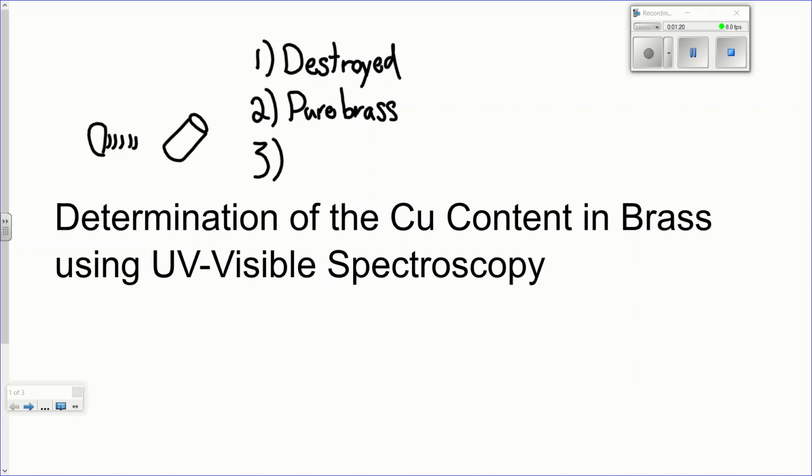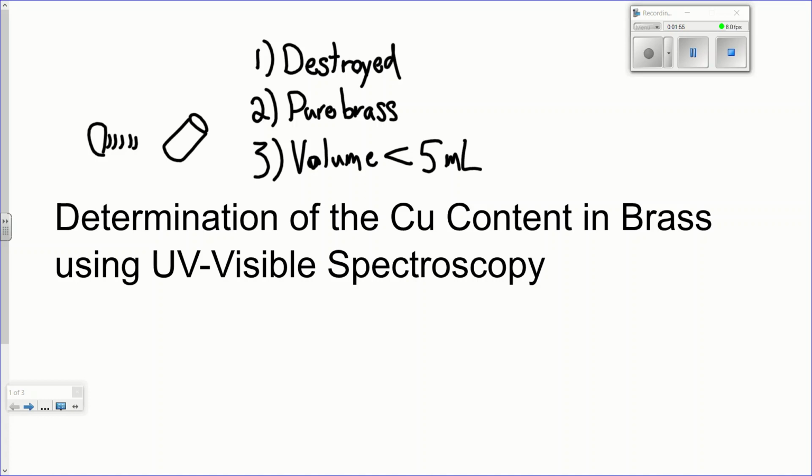The third requirement is that the volume of the object must be less than 5 milliliters because we're going to be dissolving this in nitric acid and putting it in a 50 milliliter volumetric flask. So we just need to make sure that volume is less than 5 milliliters. So small brass object, pure brass that you don't mind getting rid of. If you want to bring that in, that would be great. Otherwise, I will just supply you with brass objects that I have brought in.